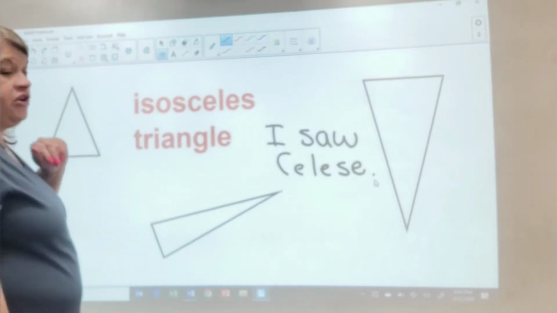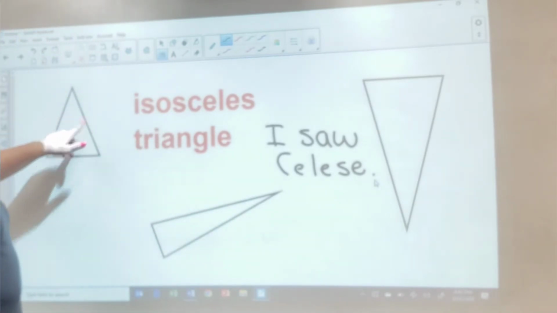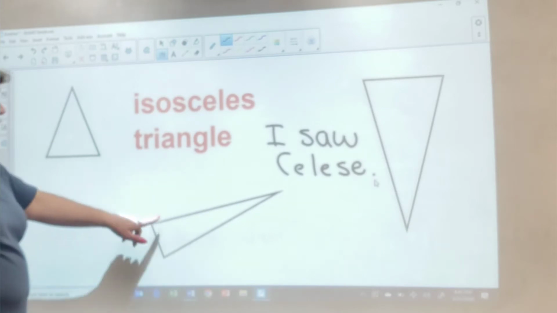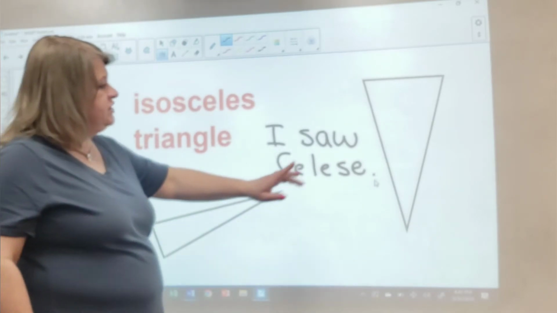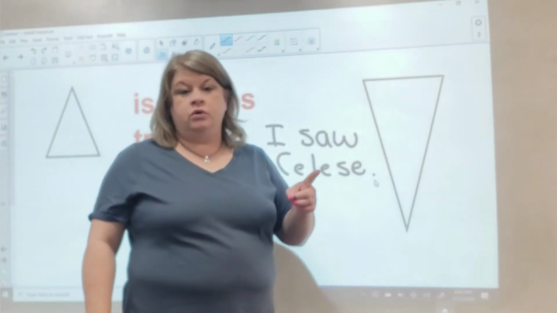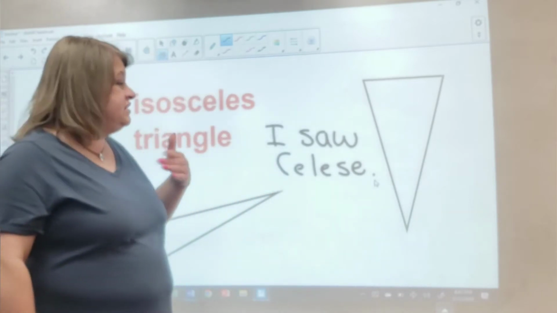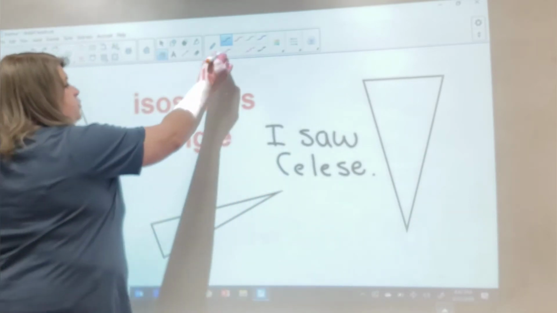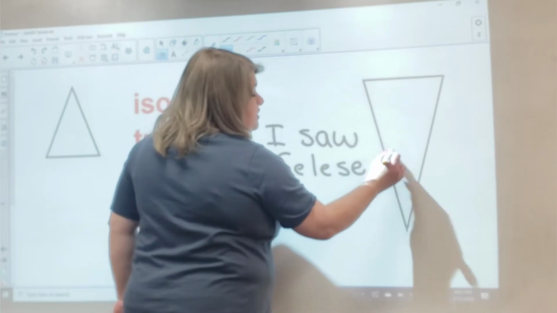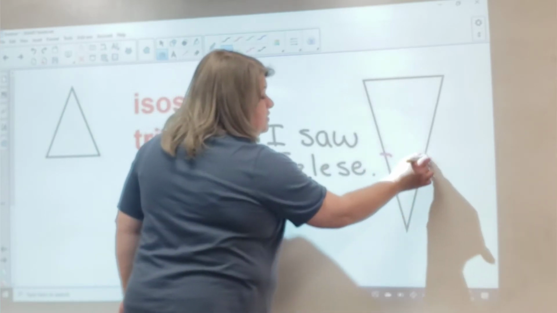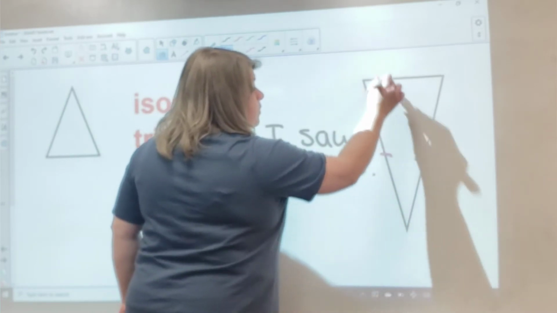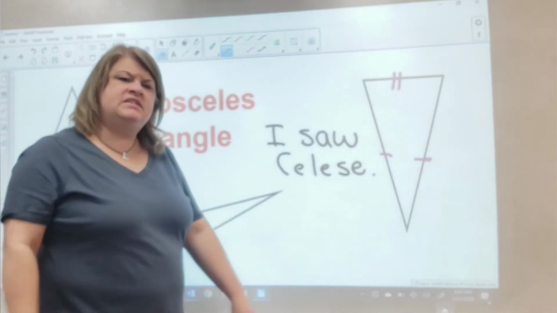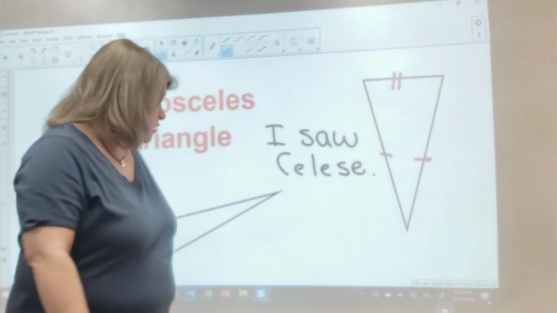2 of the sides are the same length. 1, 2, those are the same, aren't they? 1, 2, those are the same. Ooh, this one's upside down. 1, 2. 2 sides that are the same length. Sometimes we mark them and we do this. This shows that those 2 sides are the same. And I would put 2 lines there to show that they're different.